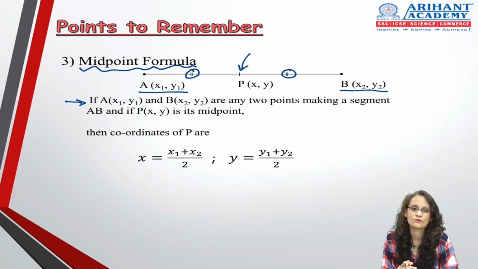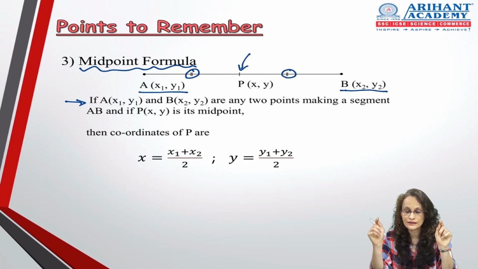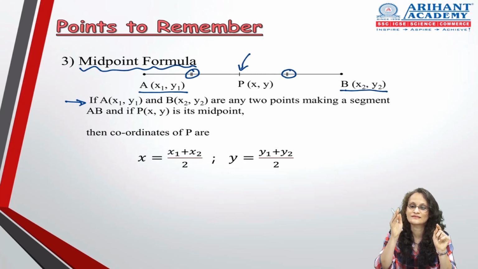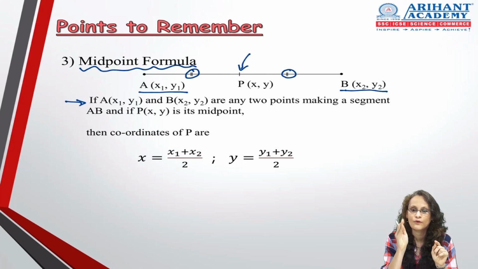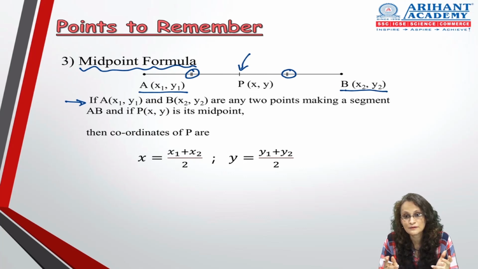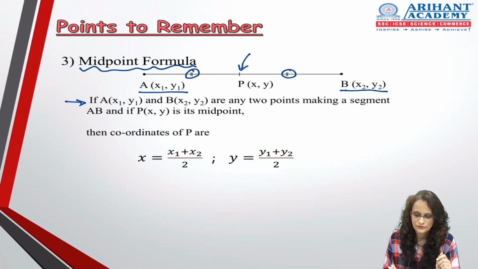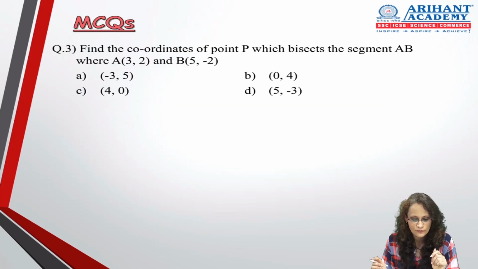Alright? So quickly, midpoint formula is when there is a segment which is being divided into exactly 2 equal parts by a point, and that point we call it as the midpoint. और उसके कोऑर्डिनेट्स ढूंढने के लिए हम कौन सा फॉर्मूला यूज़ करेंगे? मिड पॉइंट फॉर्मूला. सेल्फ एक्सप्लेनेटरी. Alright, so let's get started with the MCQ now.